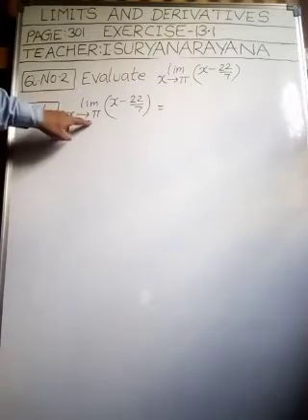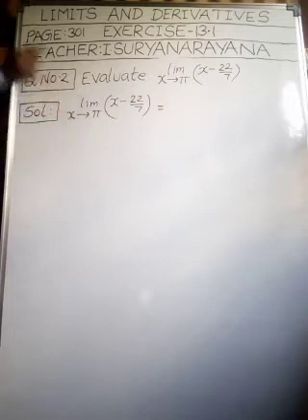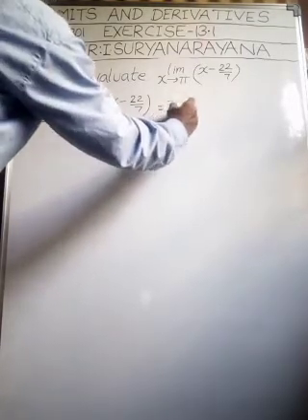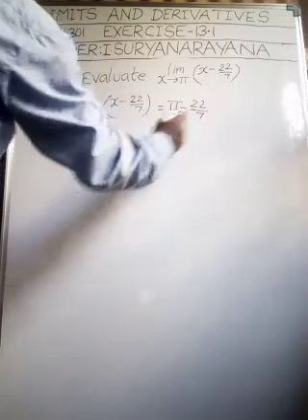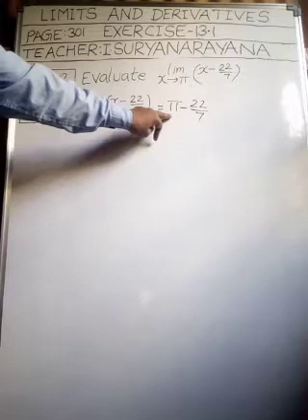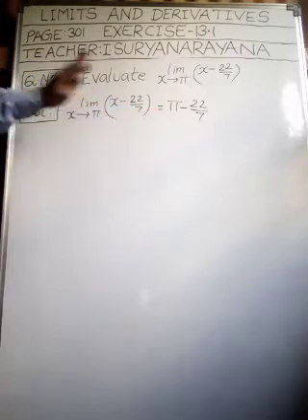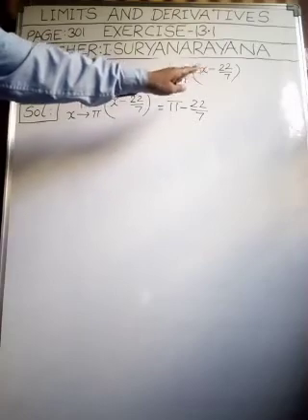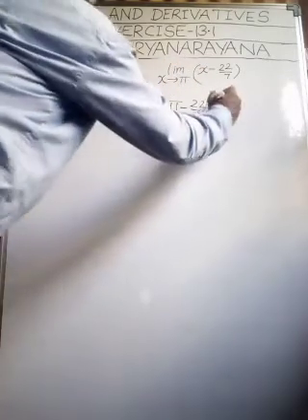Yes, x is approaching pi. So we substitute pi minus 22 by 7. That's all. We should not write here that pi value is 22 by 7 or pi is equal to 180 degrees. You should not write that, because it is not mentioned here. Right. By substitution method.